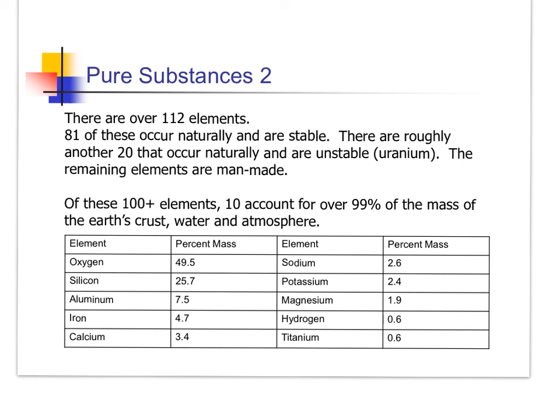Now, when we get into the actual elements and identifying some of them, I'm asking that you are able to memorize about 56 of the 100, I think, 17 now on the periodic table. There might be. I might be wrong. It changes every year. But we use this as about there's 112 elements on the periodic table. 81 of these occur naturally, and they're stable, meaning they're not radioactive. And there are about 20 that occur naturally that are unstable, such as uranium, plutonium.